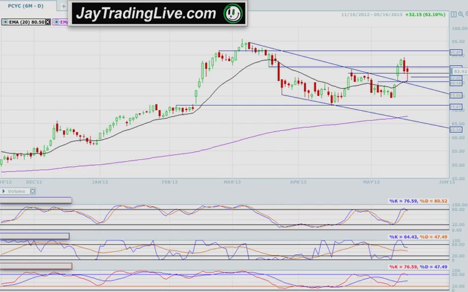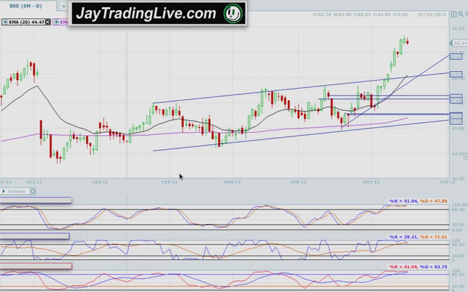Let me show you a few more examples of the V signal and other trades we've taken. All of these are trades that we've taken.